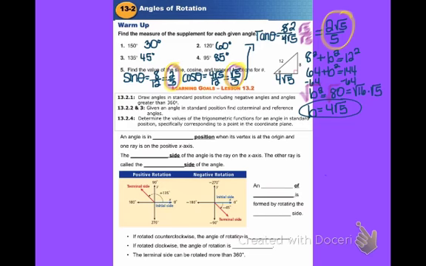So here's what we have in store for this lesson. Our first learning goal is we are going to draw angles in standard position, including negative angles and angles greater than 360 degrees. Next, if we're given an angle in standard position, we're going to be finding coterminal and reference angles. And finally, we're going to determine the value of the trigonometric functions for an angle in standard position, specifically corresponding to a point in the coordinate plane.